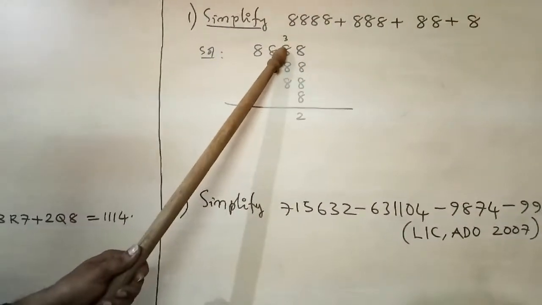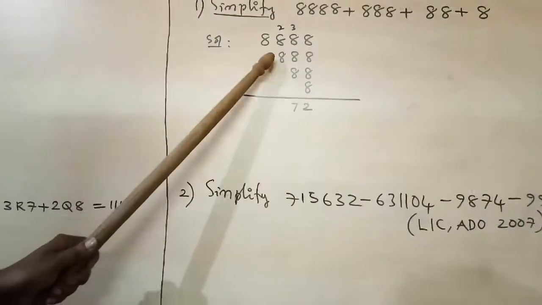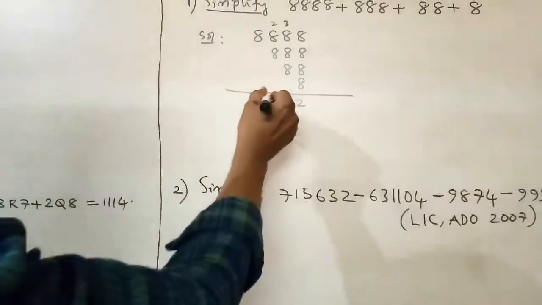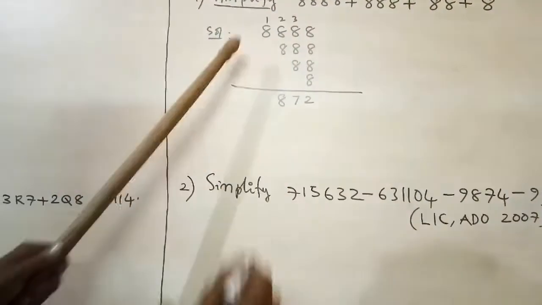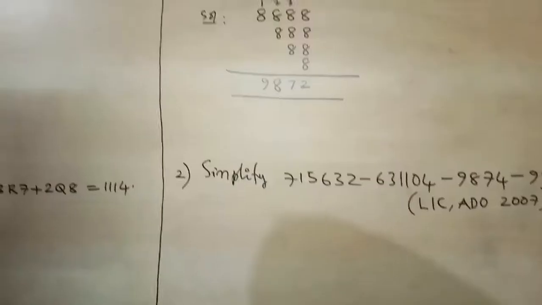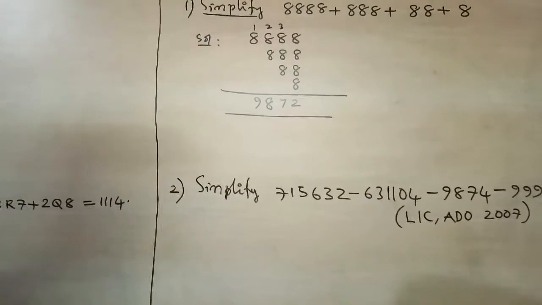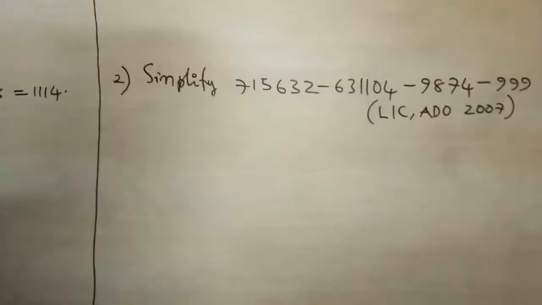3 8s are 24, 27. 2 8s are 16, 18. 8 plus 1, 9. Here I used the 8th table; without knowing the 8th table, it is a bit hard. Now we will solve this problem.